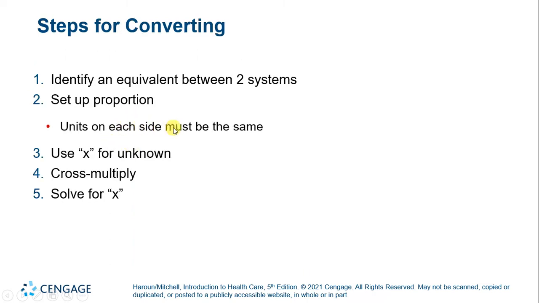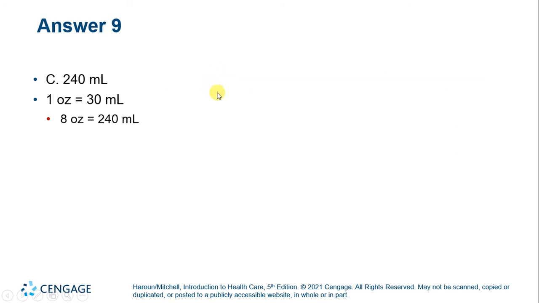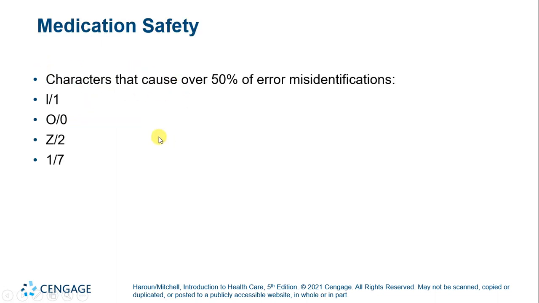There are steps that you can follow for converting, and you'll learn them and work with them more in your healthcare programs, but this is a series of steps that's helpful. A patient drinks 8 ounces of water. What is this in milliliters? So you would need to know how many milliliters are in each ounce. And when you know there are 30 milliliters per ounce, then it's easy to go from 8 times 30 is 240 milliliters.